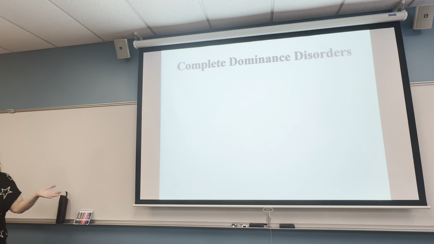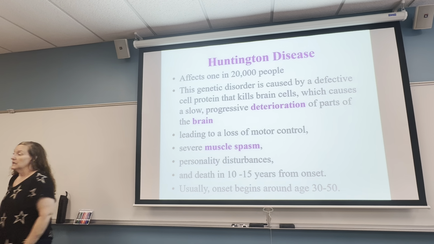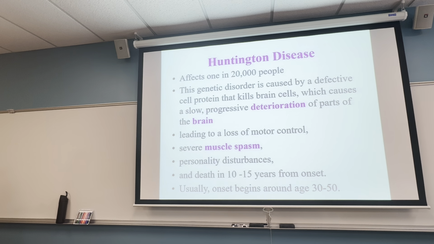But normally we don't see this. There are a few still, so let's take a look at these. All right, so one is Huntington disease. Huntington disease is a very interesting one in that it is caused by a dominant allele.